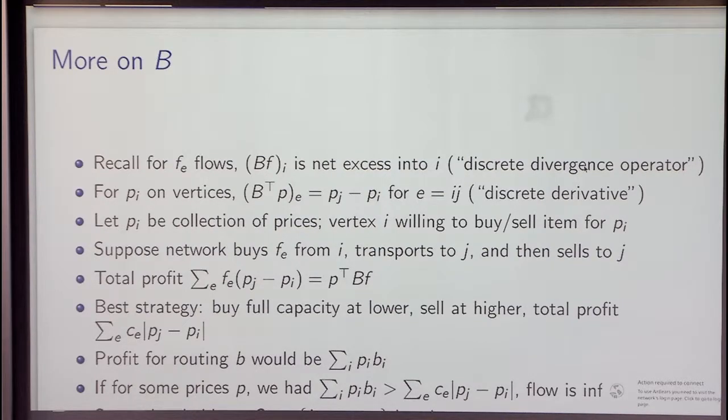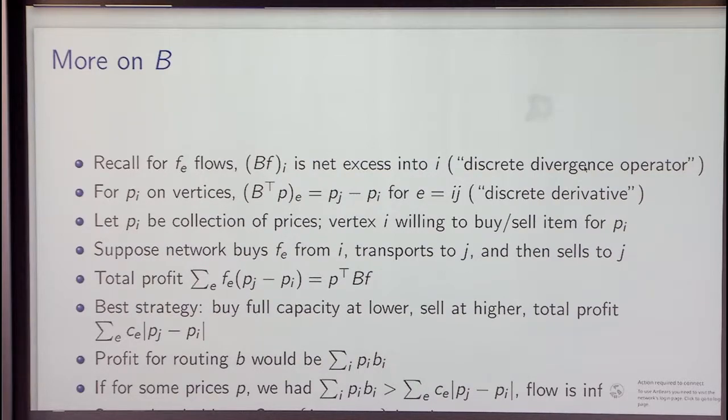So particularly, I want to consider the case where Pi is a collection of prices, and I want to imagine that vertex i announces that he's willing to buy or sell an item, whatever it is that we're transporting in this network, for Pi. So I'm going to give an economic interpretation of what these algorithms are doing.